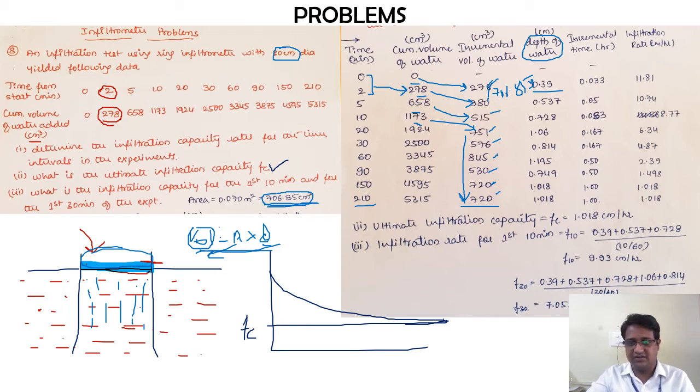So in simplest of terms, if you want to get the values of the fourth column, you need to divide the values in the third column by the area, because area is remaining same throughout. So for all the setups or all the durations, this area is constant. So 278 divided by 706.85 is 0.39.